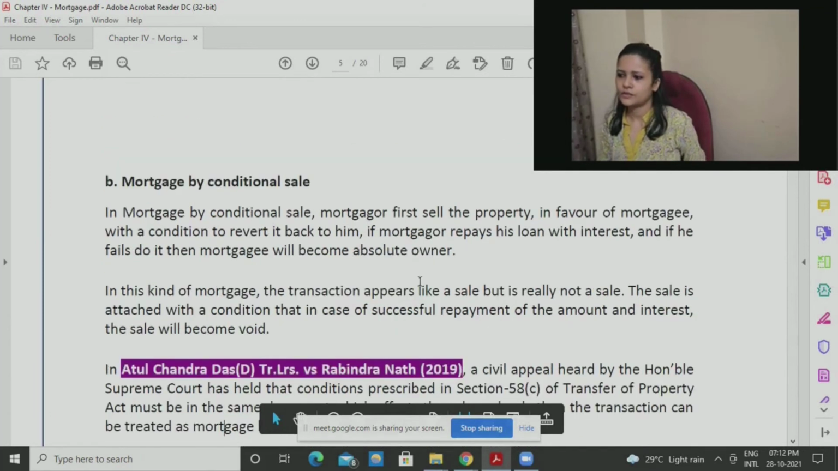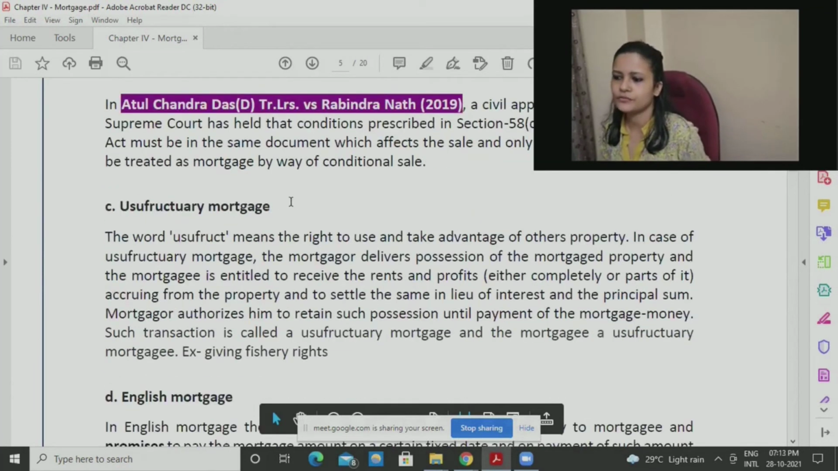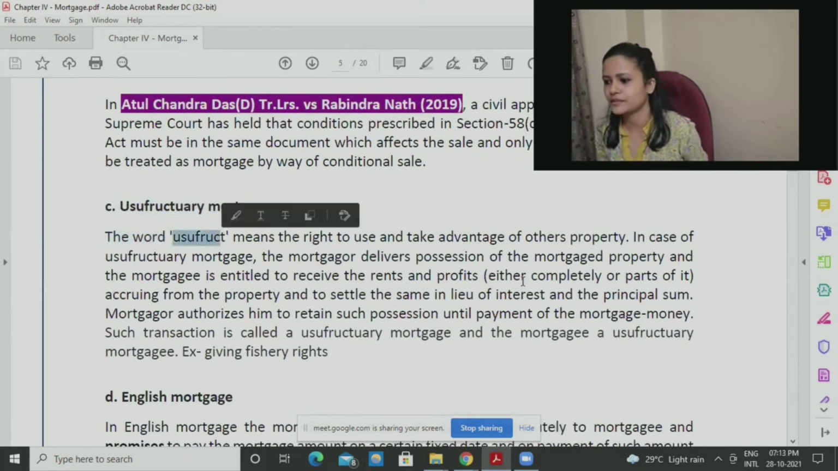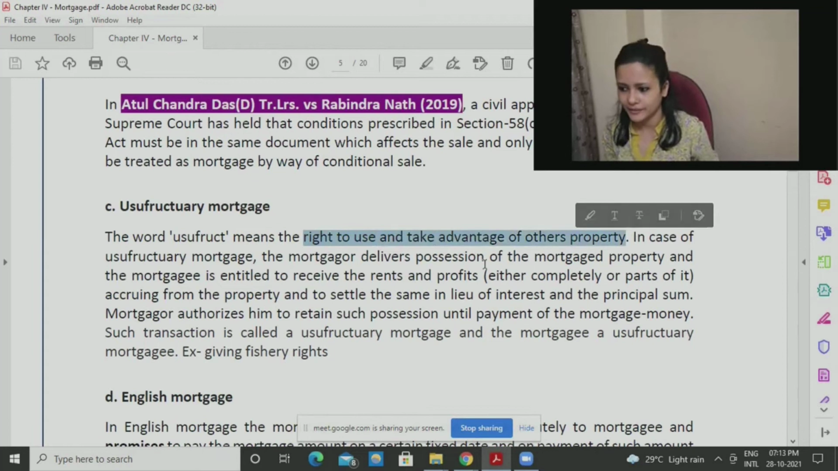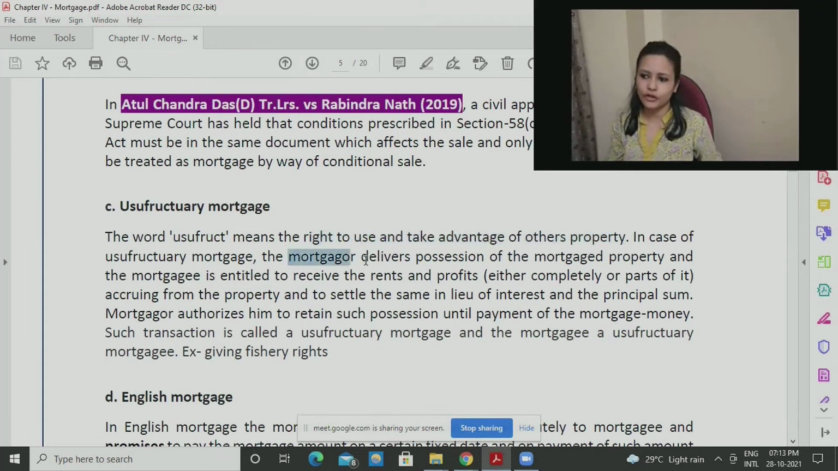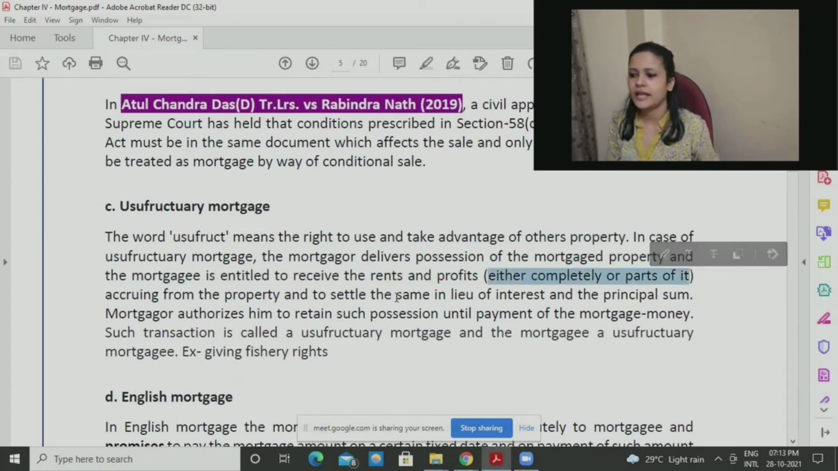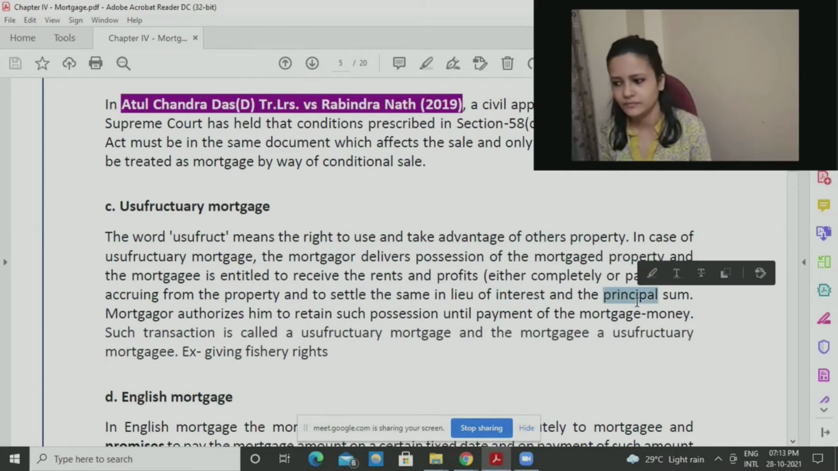So this is mortgage by conditional sale. Next one is usufructuary mortgage. Usufruct basically is making use of something, taking advantage of something. So here what we are doing is getting a right to use or take advantage of somebody else's property. Here the mortgagor or owner of the property will deliver possession of the mortgaged property, and the mortgagee is entitled to receive rents, profits, or whatever other benefits he is getting out of it, whether completely or parts of it, and try to settle this amount. Whatever amount he had given plus interest, everything he would try to settle.